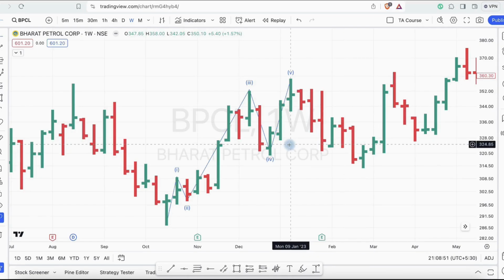So from any significant low, if we see a 5-wave rise, it gives us a possibility that the trend might be changing. Similarly, if we see a 5-wave down from a significant top, then it could mean the trend could be changing to the downward side as well.